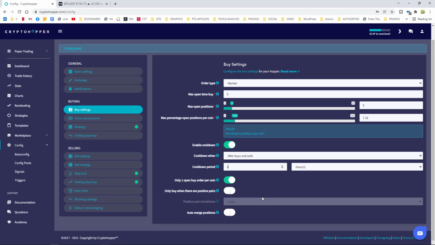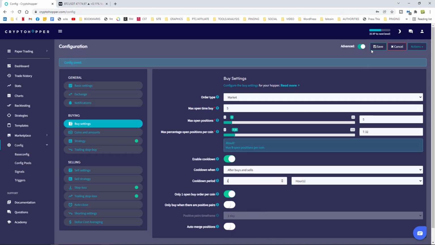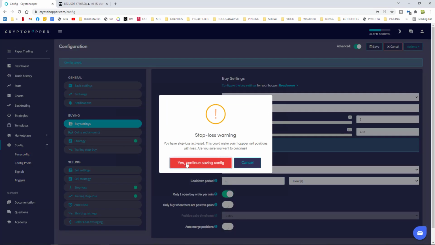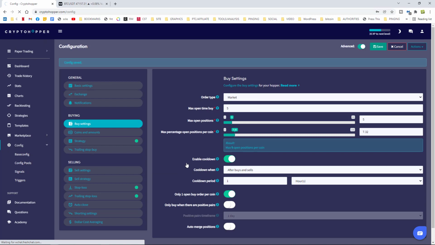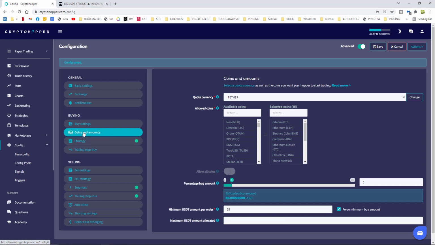I can't say I don't recommend it because I've not tested it enough. All right, but you could test that, especially if you're using the trading bot, which is the paper bot. All right. Okay, so that's all done. Click on save. Now we go to coins and amounts. Remember to click save after we've been through each of these.